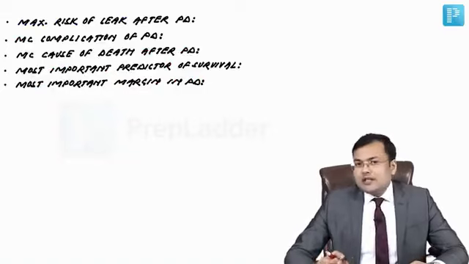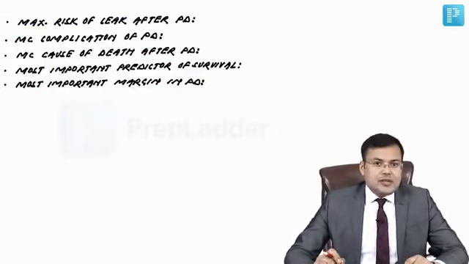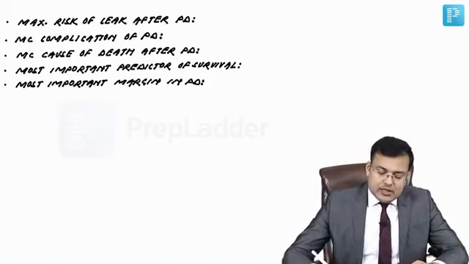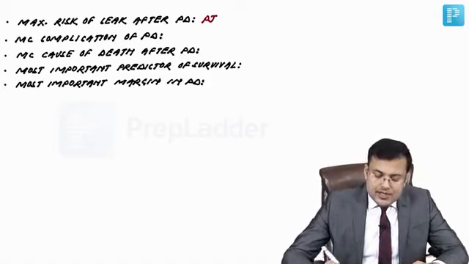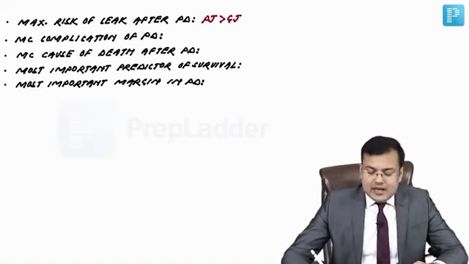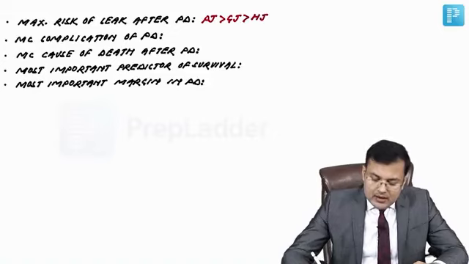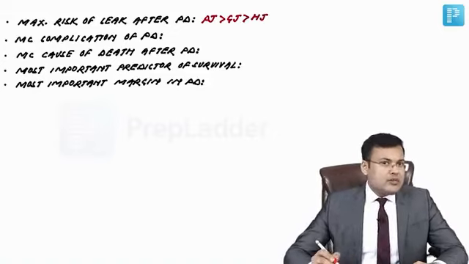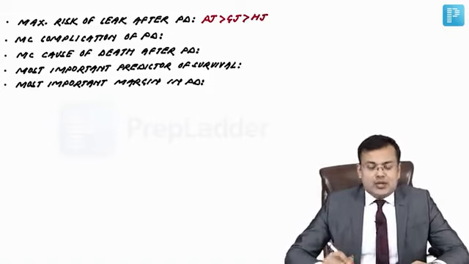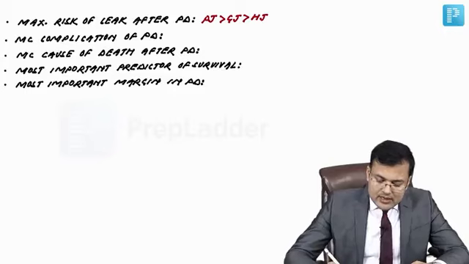What are the one-liner questions which are asked in relation to surgery? Maximum risk of leak after pancreaticoduodenectomy occurs from PJ, pancreaticojejunostomy, followed by GJ, gastrojejunostomy, followed by HJ, that is hepaticojejunostomy or choledochojejunostomy. Most common complication of pancreaticoduodenectomy is delayed gastric emptying.